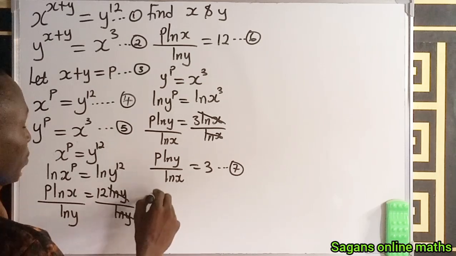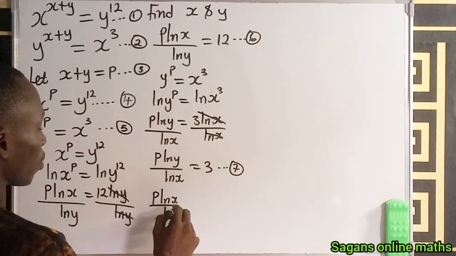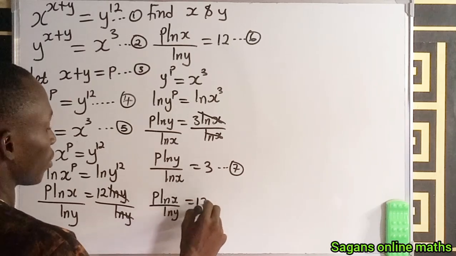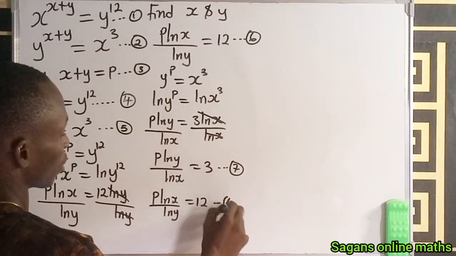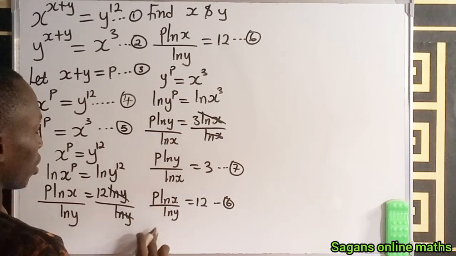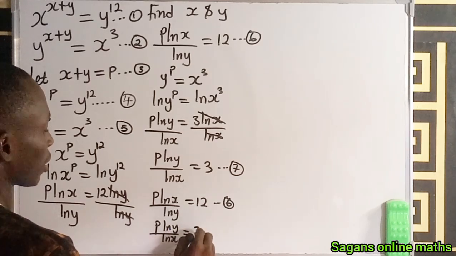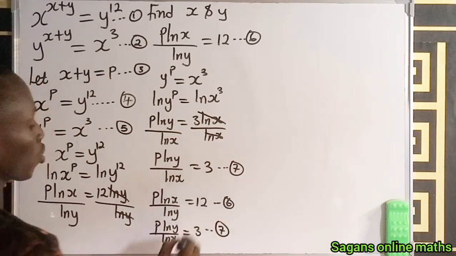Now let's consider our equation 6 and equation 7. Equation 6 is p ln x divided by ln y, is equal to 12, which is equation 6. And our equation 7 is p ln y divided by ln x is equal to 3, which is equation 7. This is what we are going to consider.